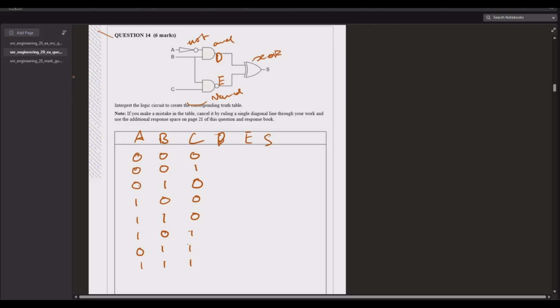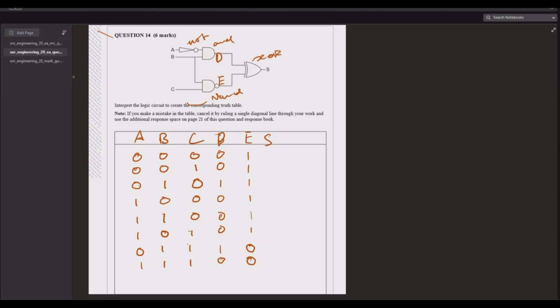So D is only going to be on when A is off and B is on, and that's going to happen here and here. So it's only going to be on in 2 different situations. And for E, as long as B and C aren't both on, it's going to be on. So on, off, off. And then S is an XOR gate, so it's one or the other, but not both. So that's on, off, because it's both on. That is your answer.